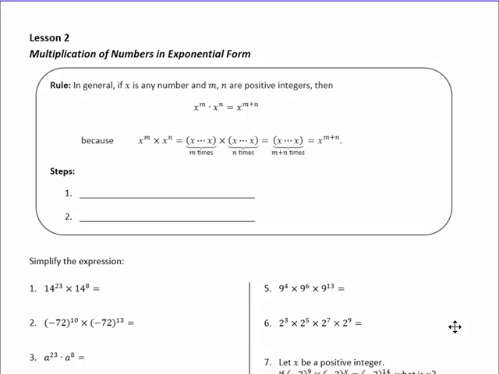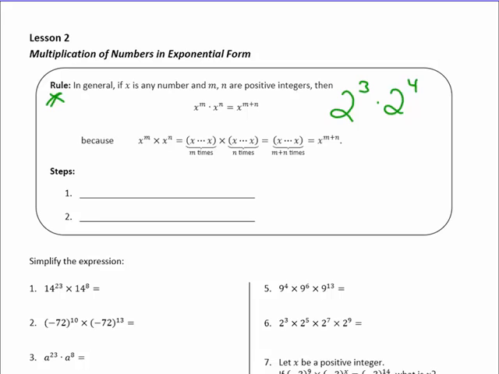Alright, ladies and gentlemen, today we're going to talk about some rules for dealing with numbers that are written in exponential form. And this is all up here, it goes through and shows you all this great stuff with variables. But I want to show you another example, and then we'll come up with our steps or our rules. Let's say we have 2 to the third times 2 to the fourth.